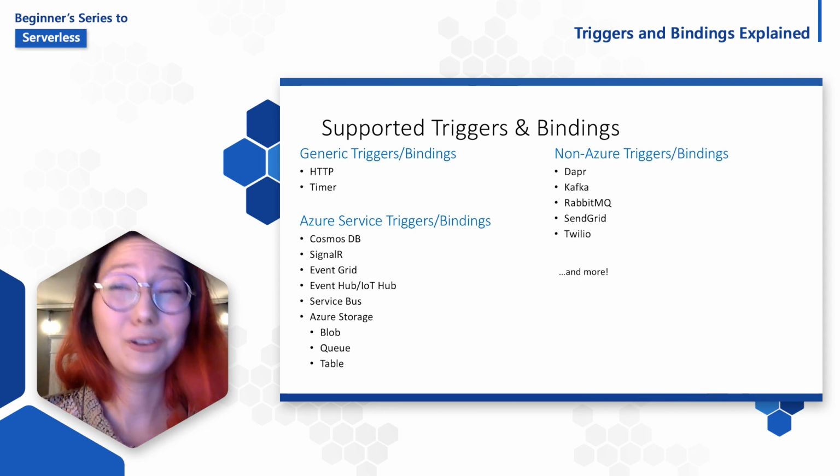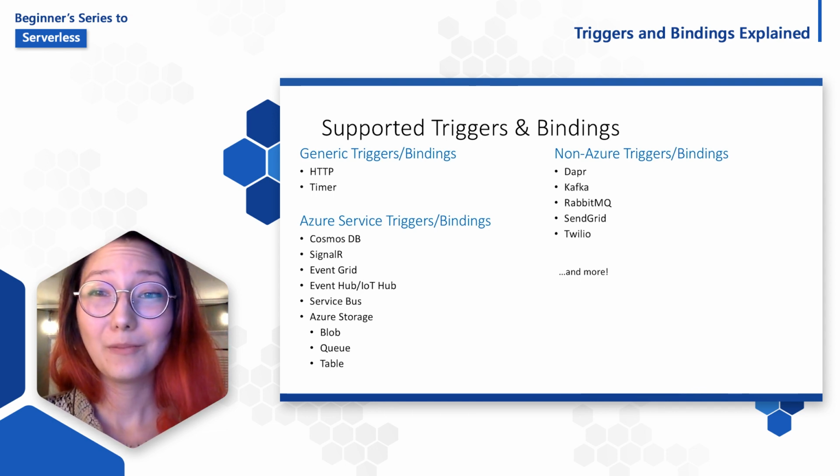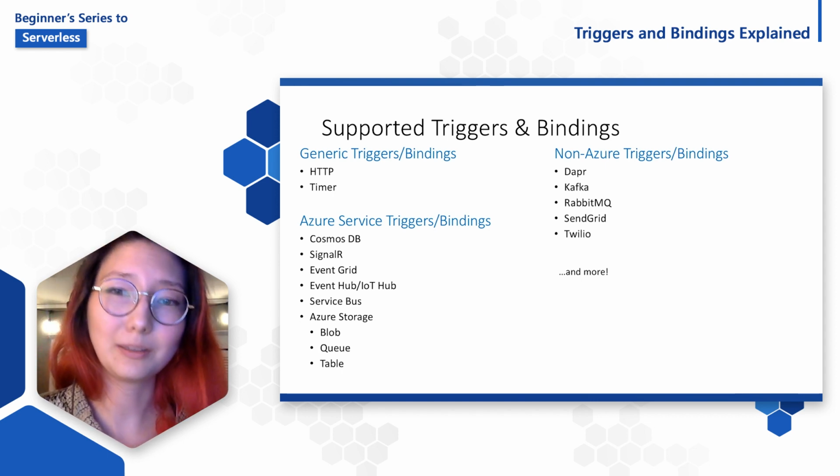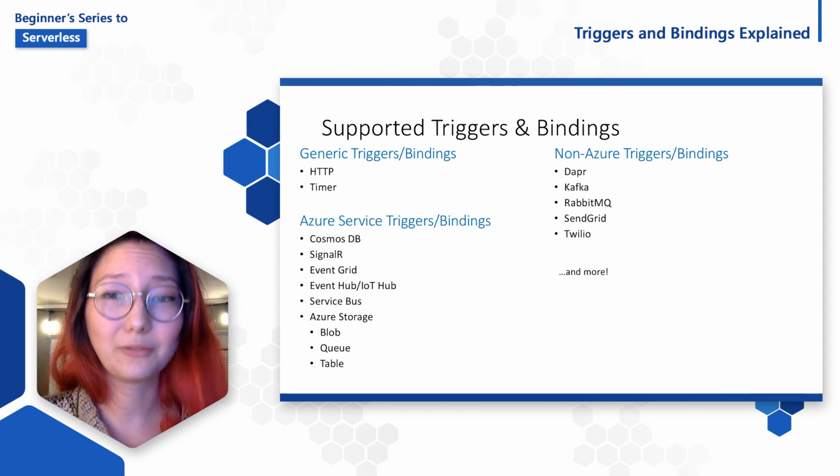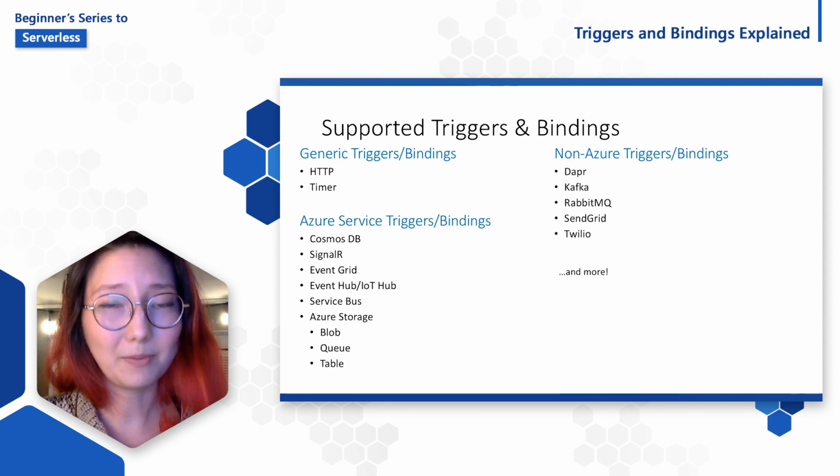I only showed you two types of triggers and bindings today, but there are so many more triggers and bindings that are supported out of the box. As you can see, there are many Azure and non-Azure services that integrate with Azure Functions through triggers and bindings. This means that there are a lot of use cases for serverless functions beyond serverless web APIs.